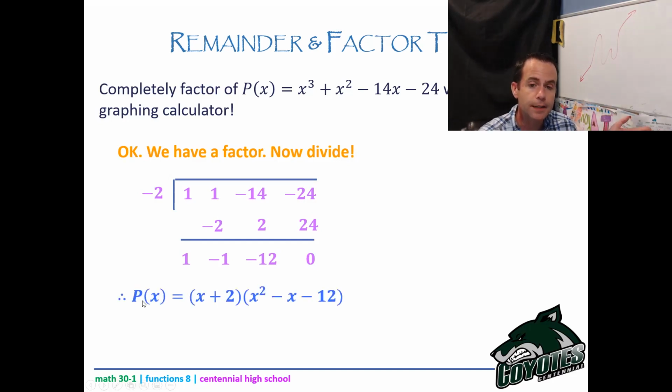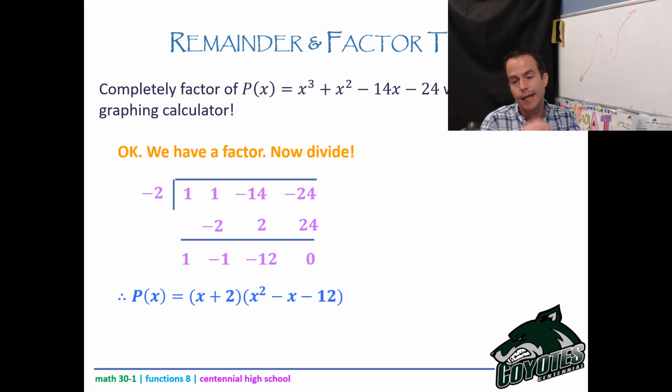Okay, so here we are right now. We're saying P of x so far has been factored into x plus 2 times x squared minus x minus 12. That's where this comes from, okay? I want to see this intermediate step. This is the first multiplication sentence you've created. But now we always want to completely factor. You see that up here? It says completely factor. That means factor as much as you possibly can.